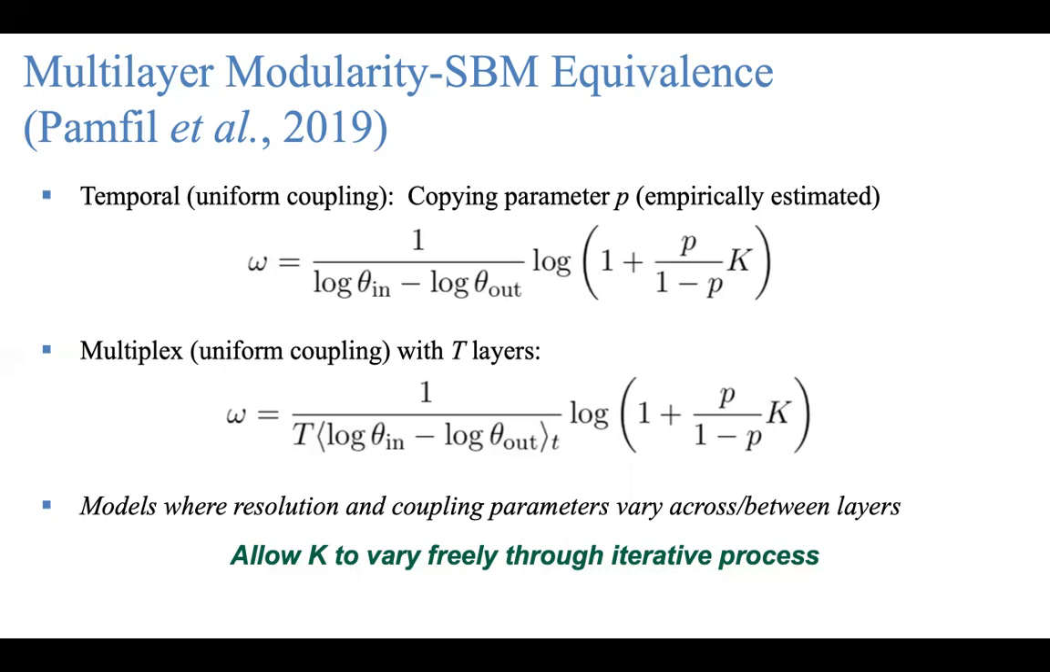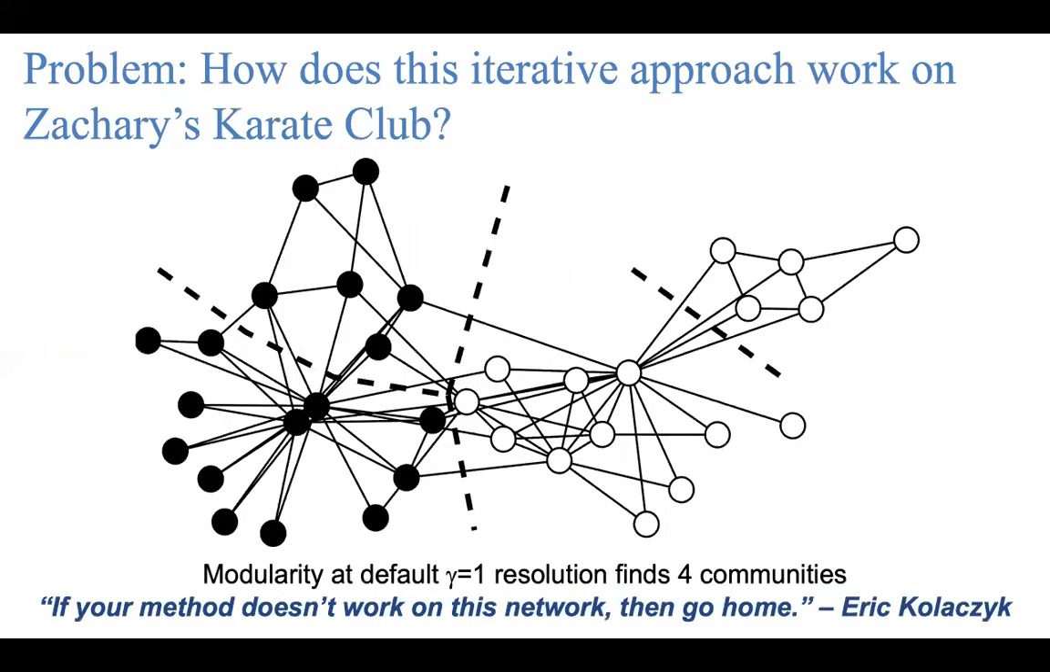I also want to say that we're only here going to look at uniform coupling with constant gamma across the layers, but again, as I mentioned previously, if you knew from other calculations, like they do some really amazing things with some other models where they let the resolution parameters and the coupling parameters vary across or between layers, there's more complicated things you can look at here. So I highly recommend both of these papers. I think they're truly awesome, and I recommend them.